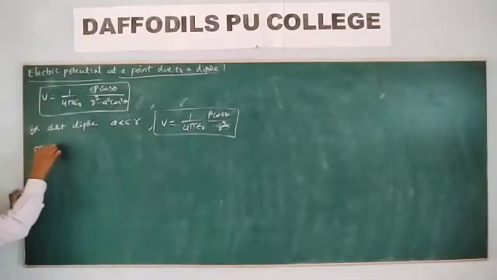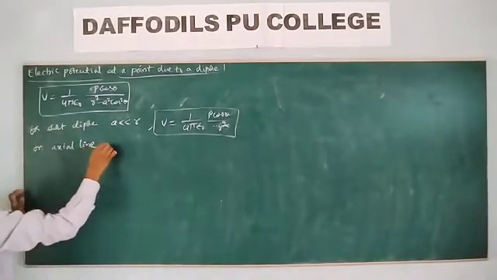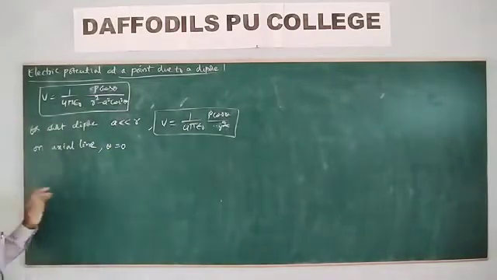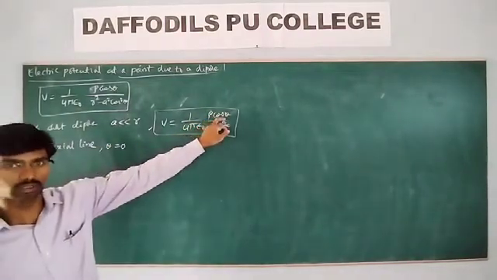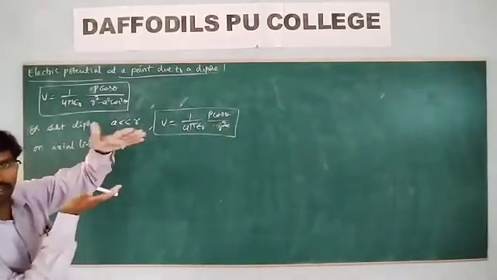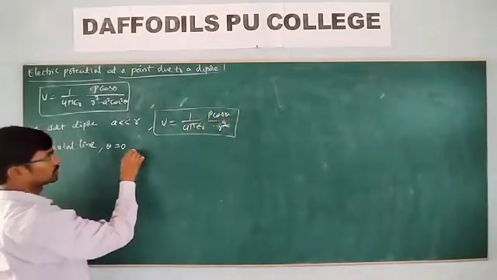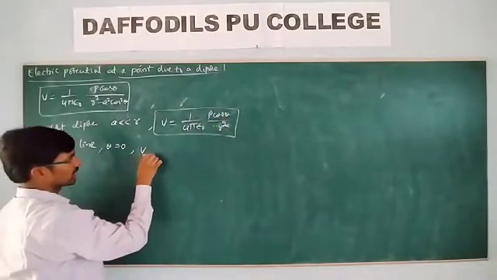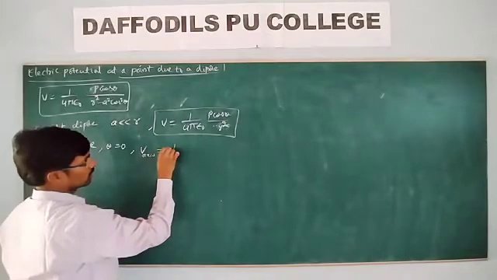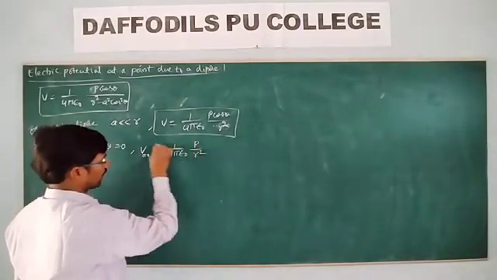Now on the axial line, what is theta? 0. On the axial line, theta is nothing but the angle between r and the dipole moment, which is 0. Then cos 0, what do you get? 1. Then V on the axial line is equal to 1 by 4 pi epsilon naught, p by r square.